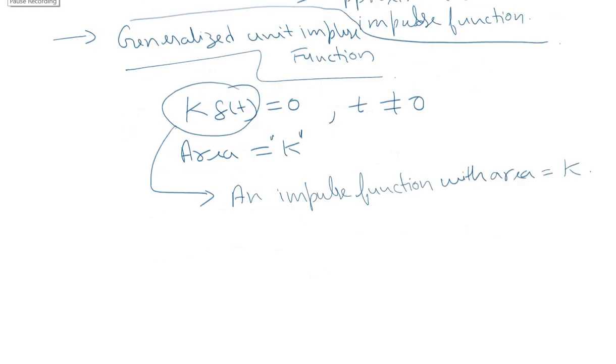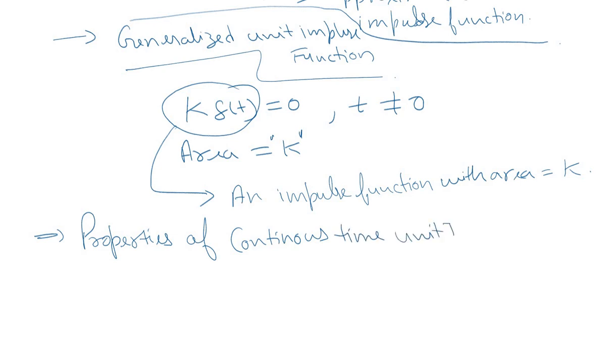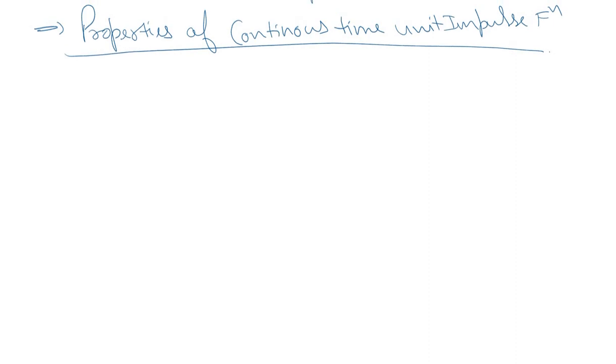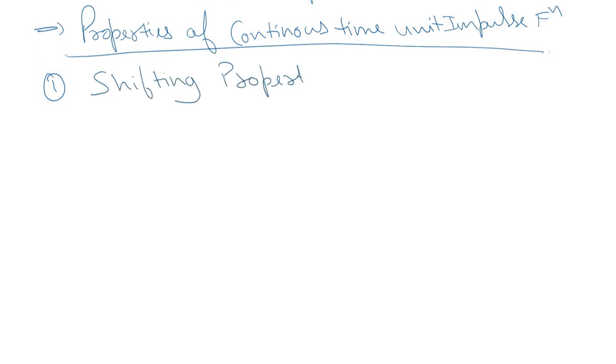Next, we'll discuss some of the important properties of the continuous time unit impulse function. The very first property is the shifting property. Let us see this shifting property.